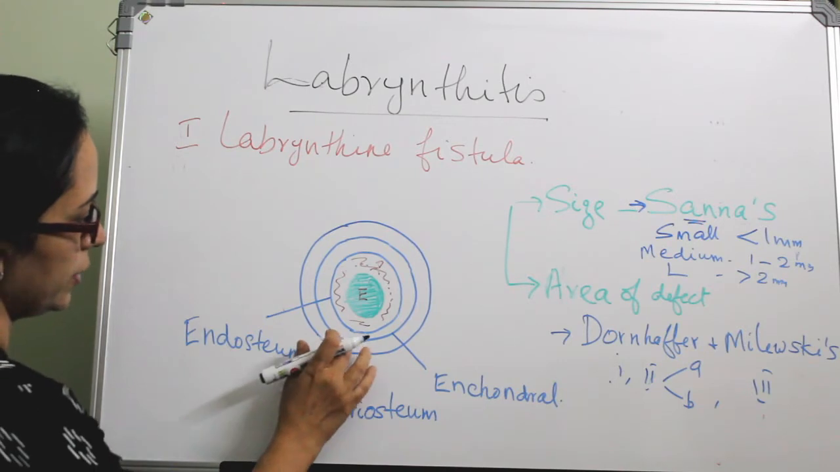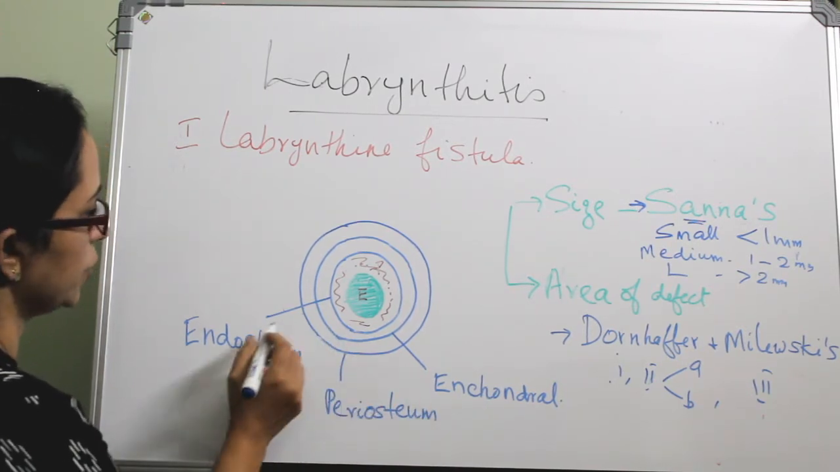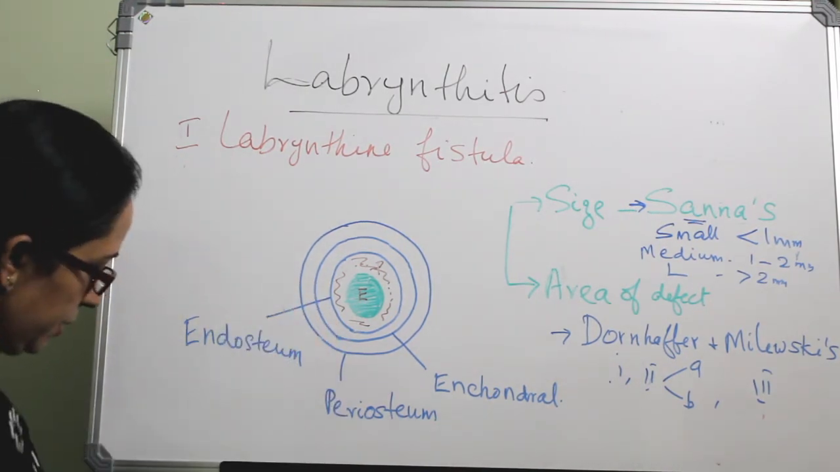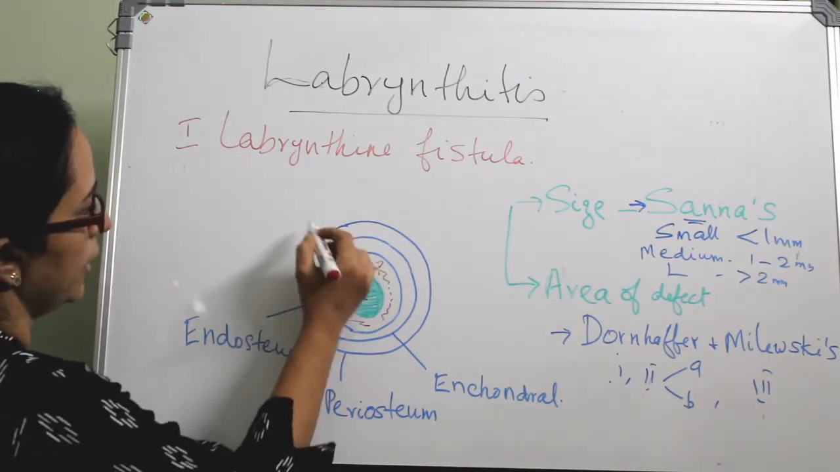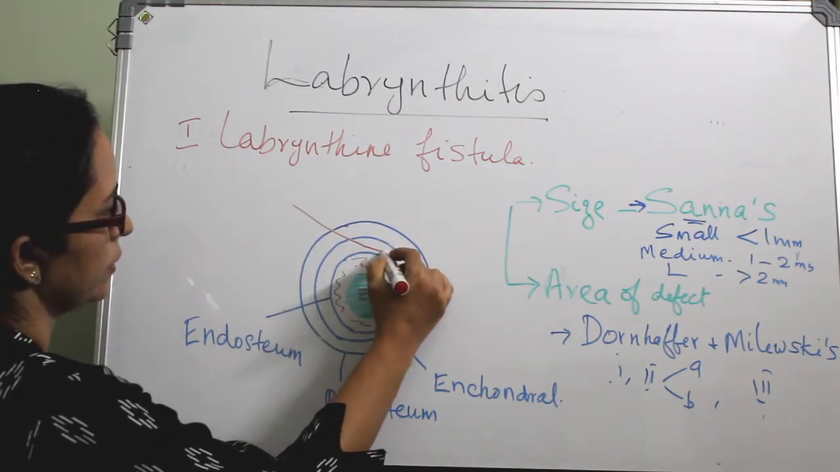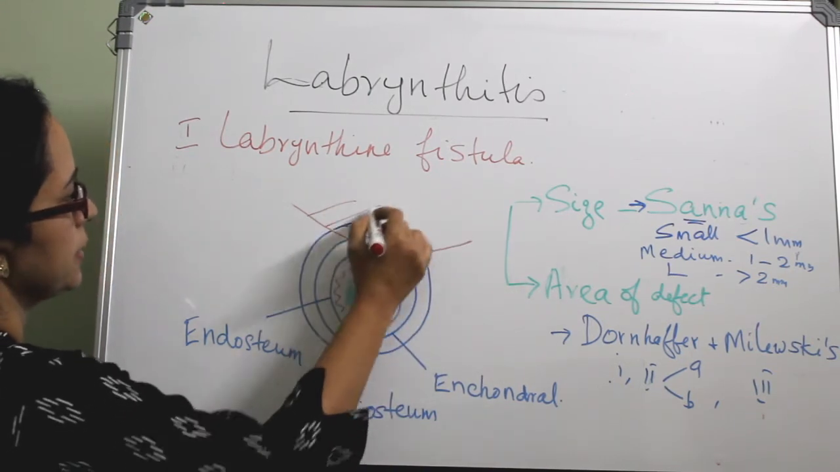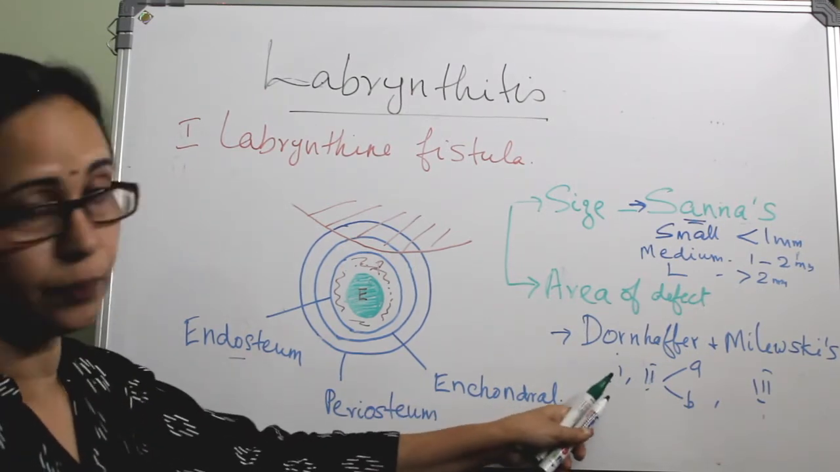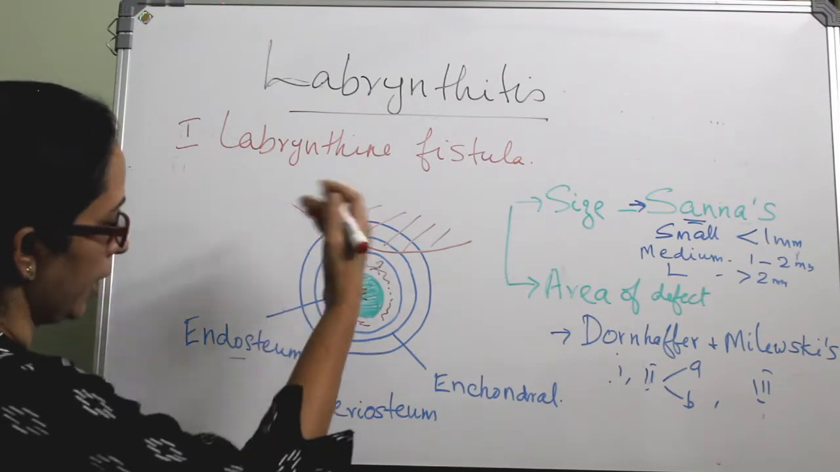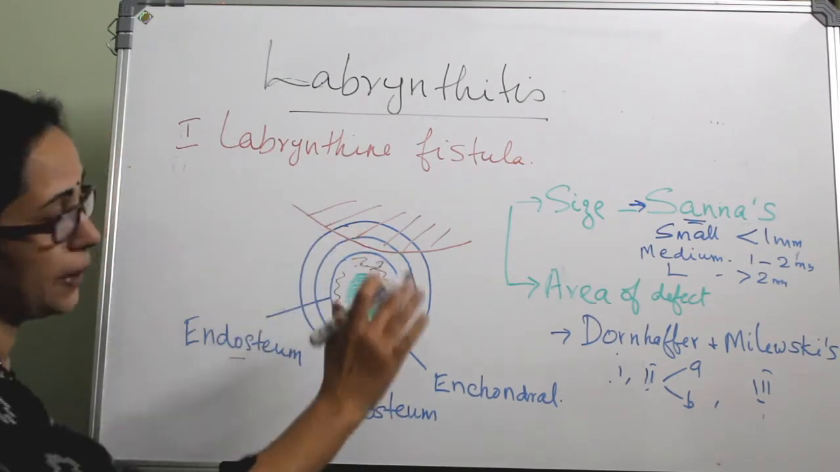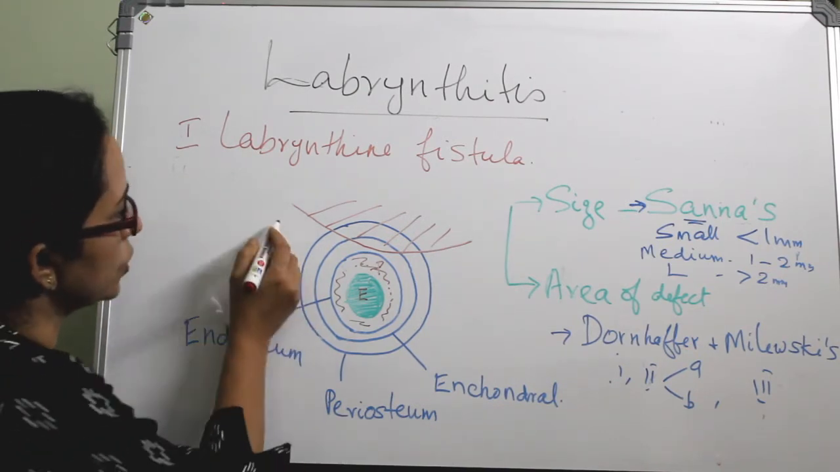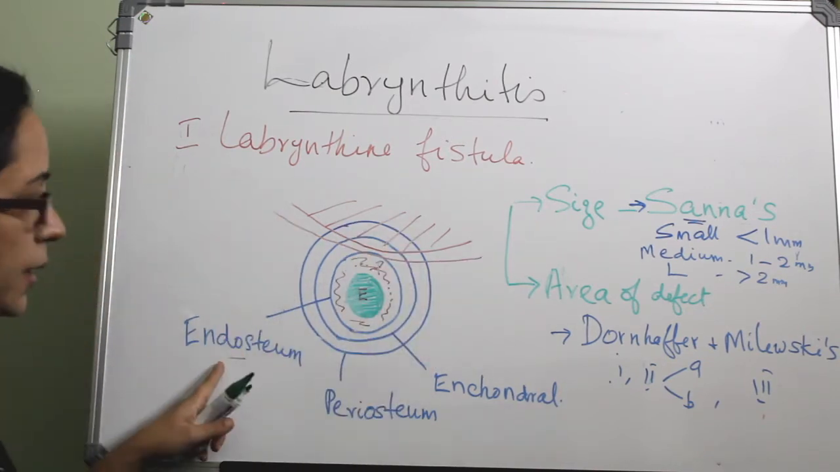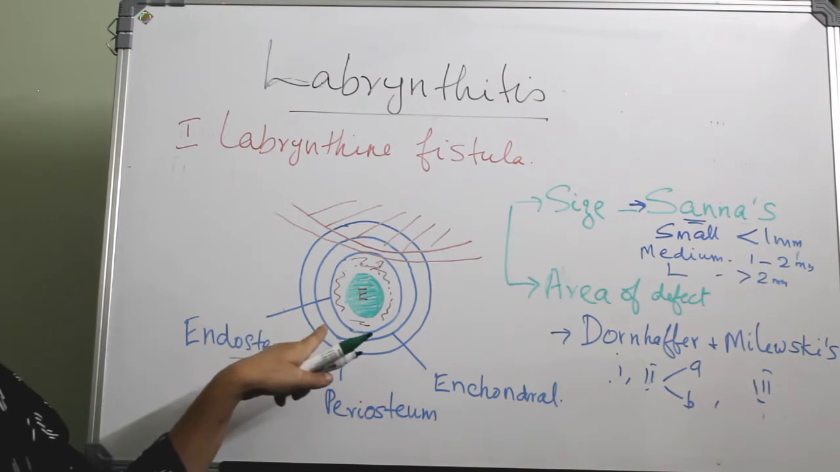The defect or the involvement is up to the endosteum. Endosteum is the innermost layer of the bony labyrinth. So there is involvement up to the endosteum, and endosteum will be intact. Okay, endosteum is intact in type 1. In type 2, endosteum is involved, but the perilymphatic space is not disturbed, right? So it will come like this.